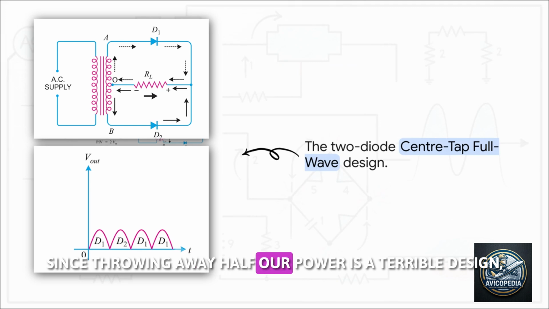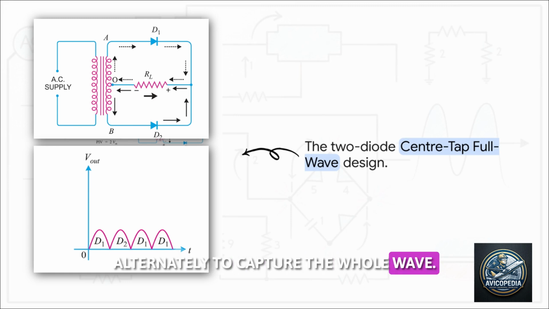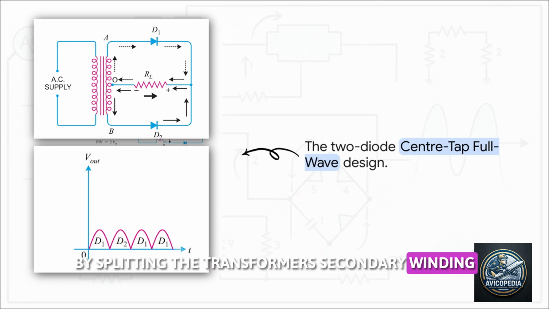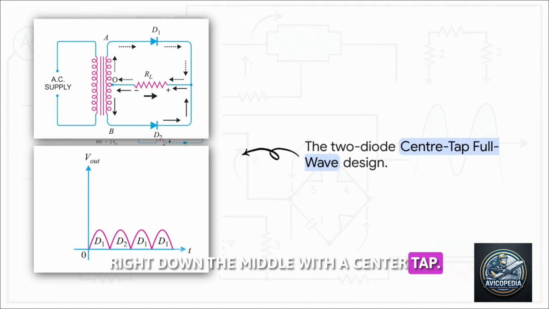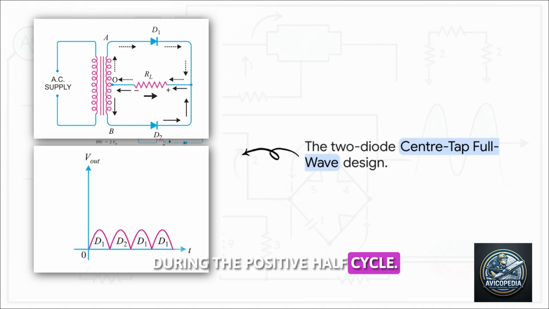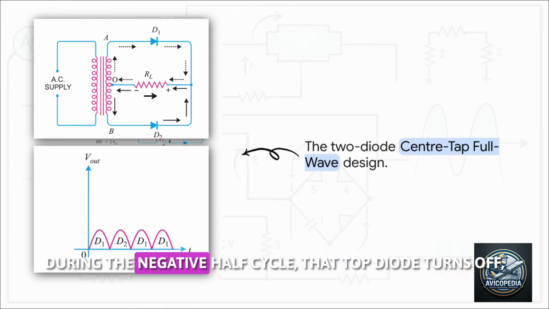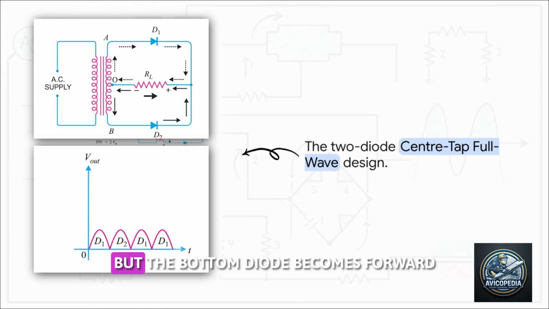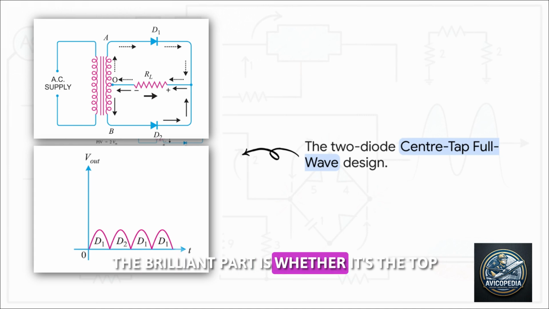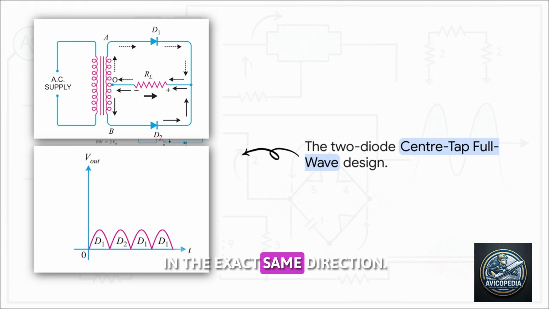Since throwing away half our power is a terrible design, we need 2 diodes working alternately to capture the whole wave. Look closely at this clever schematic. By splitting the transformer's secondary winding right down the middle with a center tap, we essentially create 2 separate voltage pathways. During the positive half cycle, the top diode is forward biased and conducts current through the load. During the negative half cycle, that top diode turns off, but the bottom diode becomes forward biased and starts conducting. The brilliant part is, whether it's the top or bottom diode doing the work, they both push the current through the load in the exact same direction.